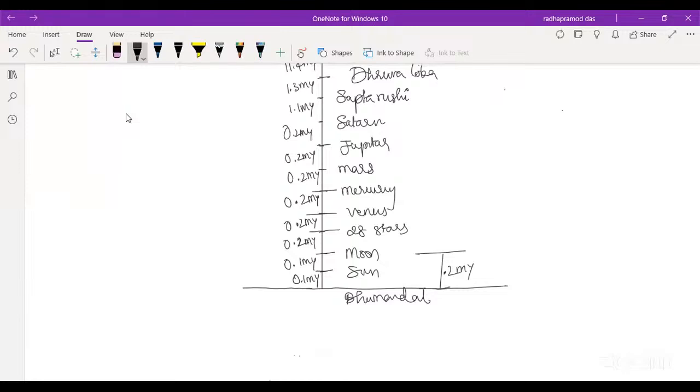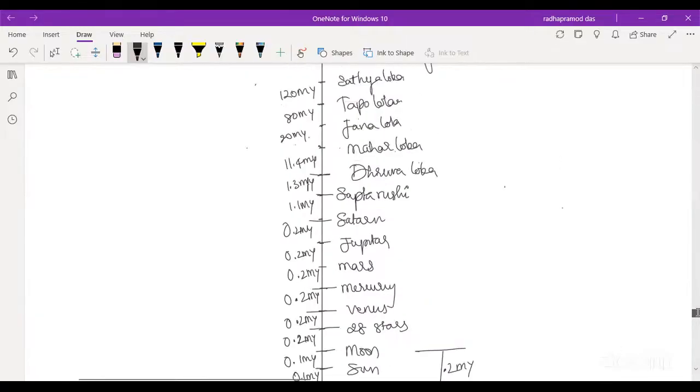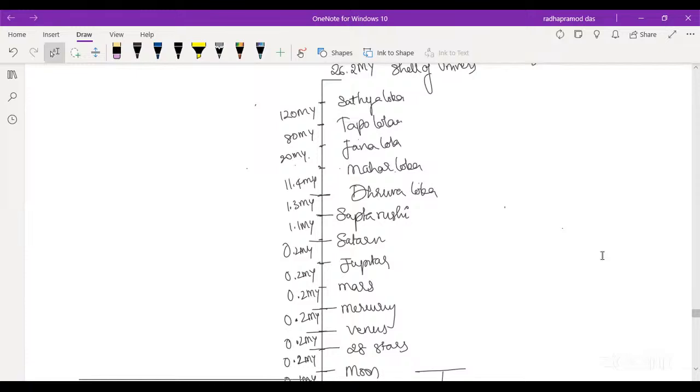Then there are 28 stars, then Venus, then Mercury, Buddha, Shukra, and Shani and Guru. So Shani, Guru, and then there are the Saptarishis. The Saptarishis are 1.1 million above Saturn. And after that, 1.3 million yojanas is Dhruvaloka. This is all from the Bhagavatam translations; I just made the chart for you to make it easy.